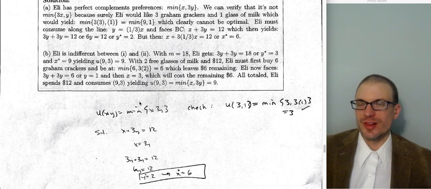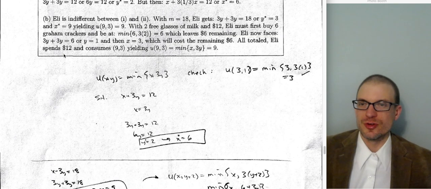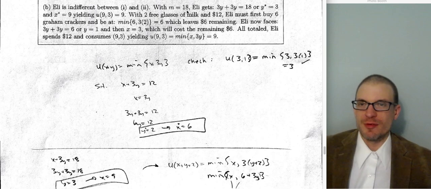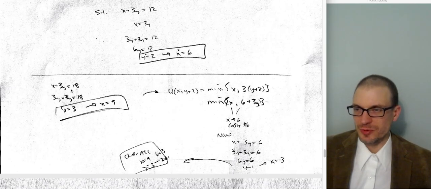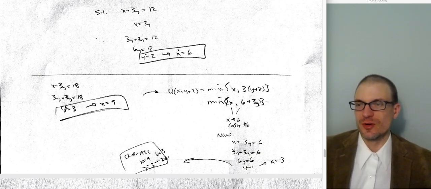Now, what is Elijah like between those two arrangements of what can happen with income and prices, or the free milk? Eli's actually indifferent between 1 and 2, right? With income of 18, what's Elijah going to do? If income is 18, the problem changes to X plus 3Y is equal to 18, or 3Y plus 3Y is equal to 18, or 3 glasses of milk, 9 graham crackers.